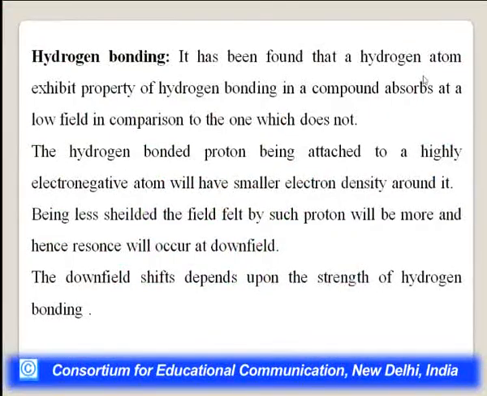The next effect is hydrogen bonding. It has been found that a hydrogen atom exhibiting hydrogen bonding in a compound absorbs at a low field in comparison to one which does not. The hydrogen-bonded proton, being attached to a highly electronegative atom, has a smaller electron density around it and is less shielded, so the field felt by the proton will be more, and hence resonance will occur downfield. The downfield shift depends upon the strength of hydrogen bonding.